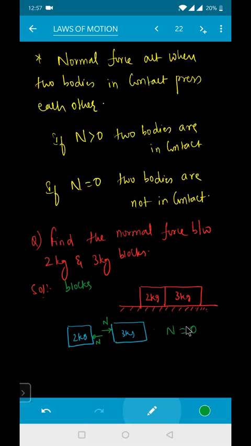Isn't it? You are pressing on the ground. This is also pressing on the ground. So this 2 kg body is pressing on the ground. This 3 kg block is also pressing on the ground. But 2 kg is not pressing the 3 kg and 3 kg is not pressing the 2 kg. They are just attached, sitting like that. So I can say that blocks are not pressing each other.